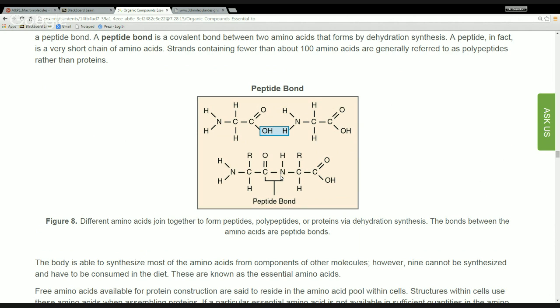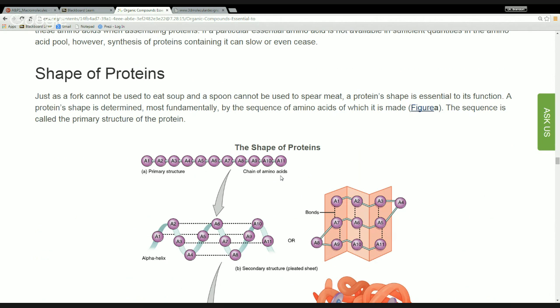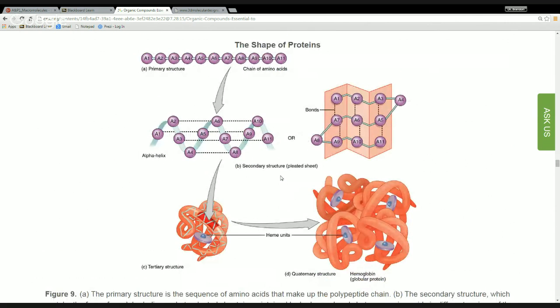Proteins are usually polypeptide chains. Sometimes proteins can be made up of multiple chains, so they get a little bit more complex. But some proteins are just a chain of polypeptides. What's very important about understanding proteins is how they take on a shape. And this figure here addresses that, which I'll talk about in a little bit more detail in a little bit.